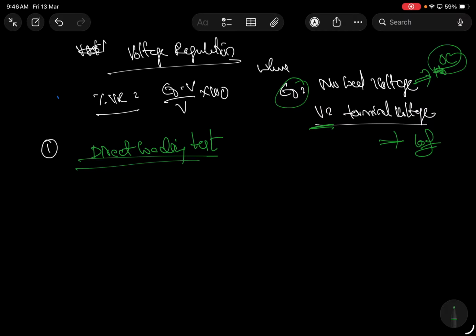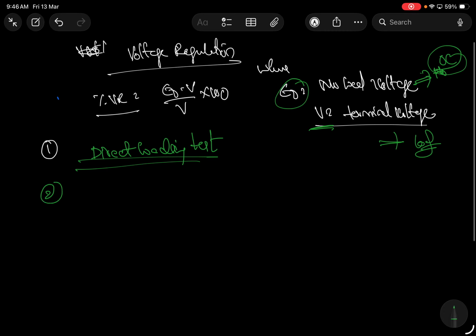Why can I not apply the load just to test the machine? Because heavy power loss takes place here. We need to utilize the power in a proper manner, and just to test the machine, I cannot apply the full load or maximum load conditions. There will be huge power loss if I want to test the voltage regulation by applying the full load condition. Instead, we go with other methods, from which we can get the voltage regulation.